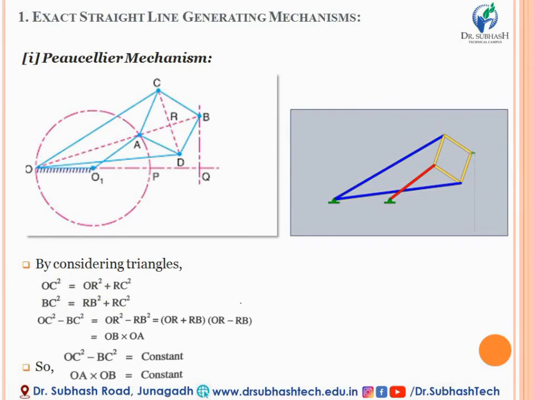So in that condition, if you are rotating the link for a periodic time, we can say that the point B will remain constant and it moves along a straight line. So in that way you can generate the straight line profile of any machine component that you require to generate at the end. So this is how the Peaucellier mechanism works and generates the straight line.